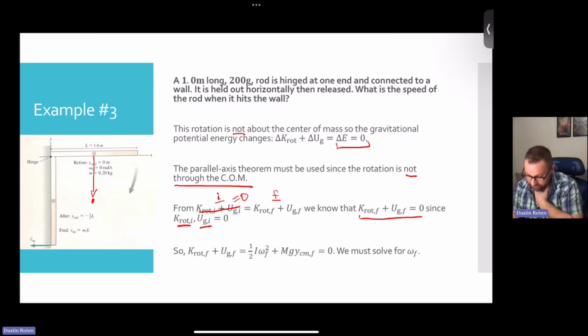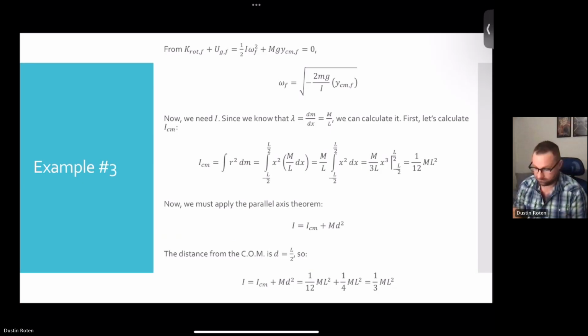Okay, so we can actually plug these in. We know what the formula is for the rotational kinetic energy. We know what the formula is for gravitational potential energy. They equal 0. Well, we want to know how fast it hits the wall, so we need to solve for omega final. From our original equation, that's just an algebra problem to solve for omega final.